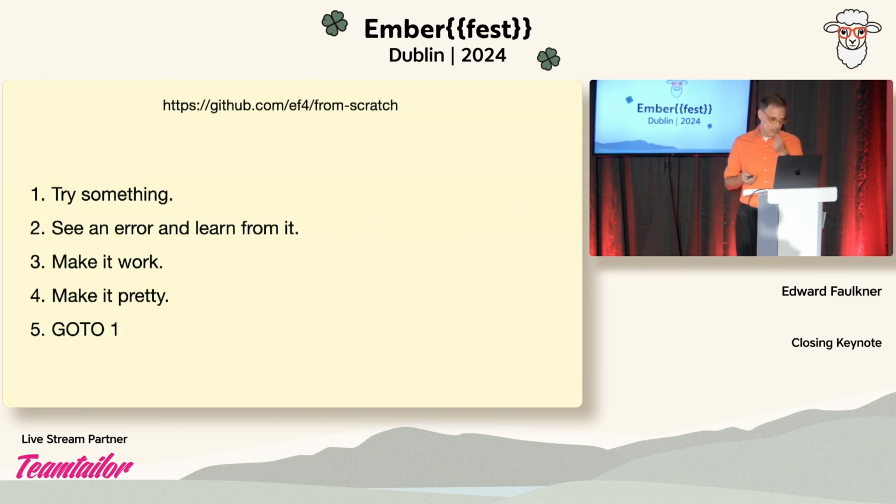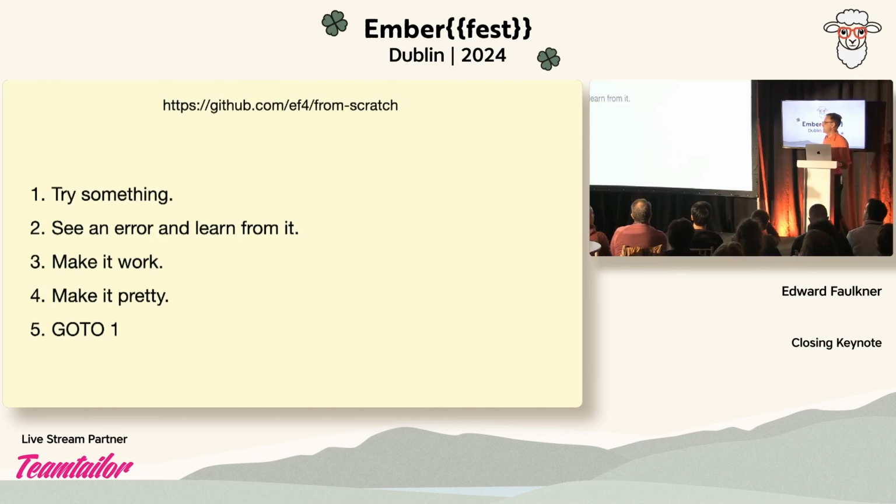So our strategy is going to be just to try something out, see the error that it gives us and why it doesn't work yet, and learn from that. And we're going to try to make it work. Then we'll worry about making it pretty, and then we'll repeat. And you can follow along with the code. That's the repo up there. The commit you'll see if you just see main is the final stage. There's commits along if you want to follow along with the talk.